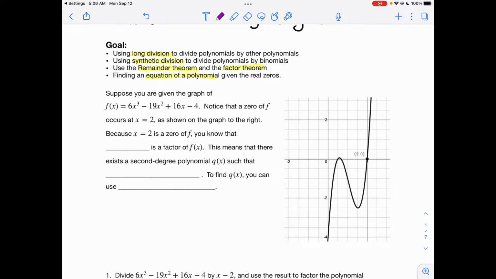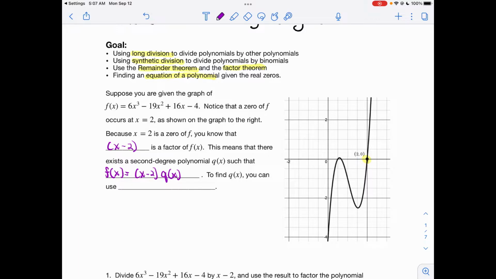As you can see in the graph, you'll notice that this polynomial has some zeros. I've noted 1 here. The other zero is not as pretty, but we have a zero at 2. Because we know there's a zero at 2, we know that it has the factor x minus 2 as part of its equation. So that means that there exists a second degree polynomial such that the original function f of x is going to equal that factor x minus 2 times this other factor, we'll call it q of x, which is the quadratic.